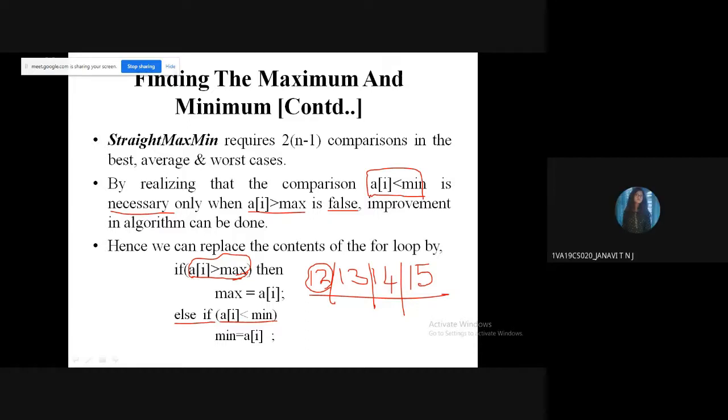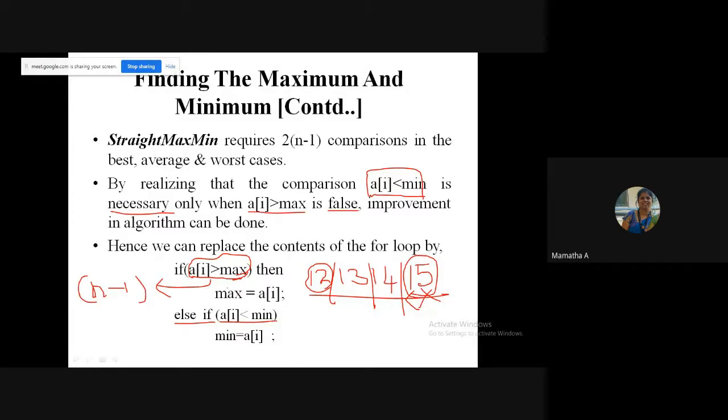N minus 1 times max. Why? Because your maximum element is at which position? Is at the last position. So this will be executed n minus 1 times.